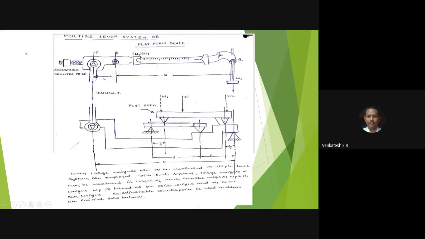Due to that, the beam oscillates in upward and downward direction. All of you observe here up to letter F: A, B, C, D, E, F. That's very, very important. You have a small derivation on the platform scale or multiple lever system in the examination. So this is very, very important. Mark it, very, very important. 100% guarantee you have this in the examination this time.